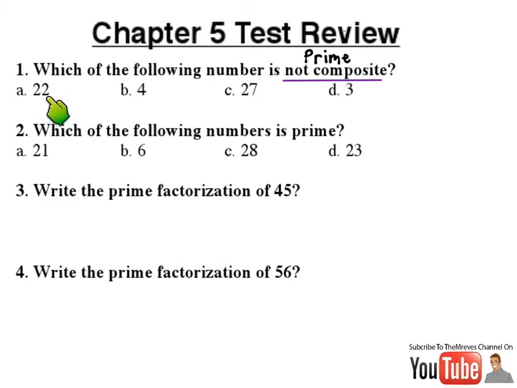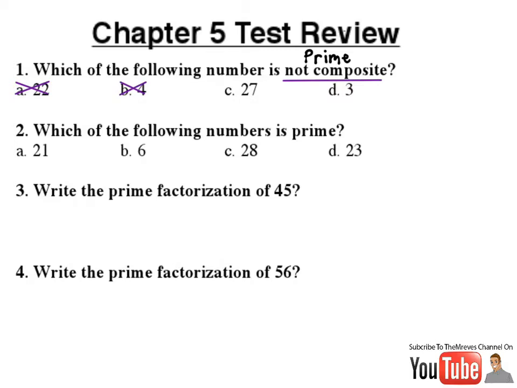Well, 22, we know that it's not prime because it ends in an even number. The only even number that's prime is the number 2. So 2 is the only even prime. So 4 is also even, and so we know that that's not prime.